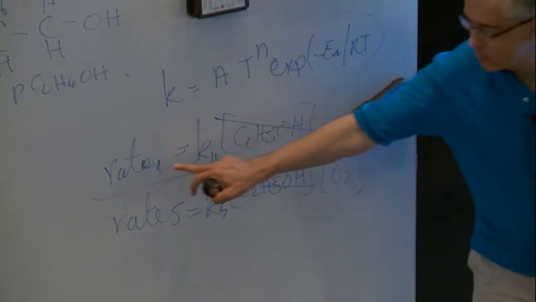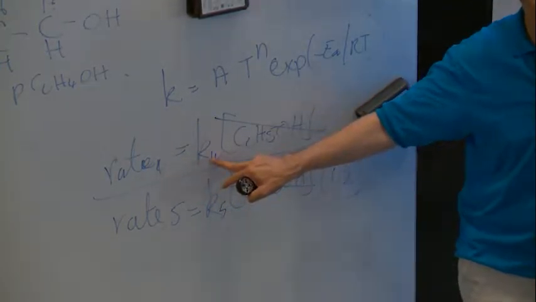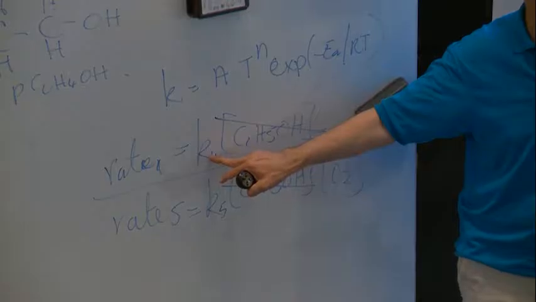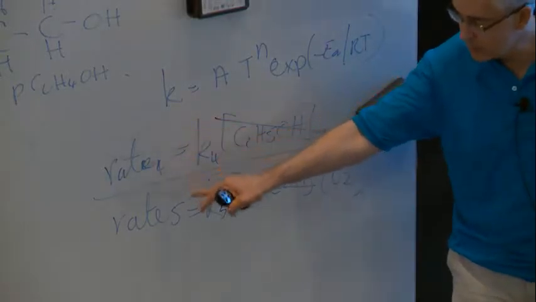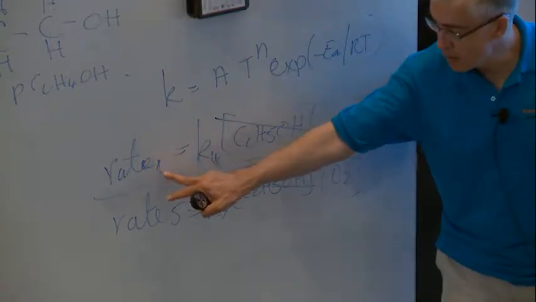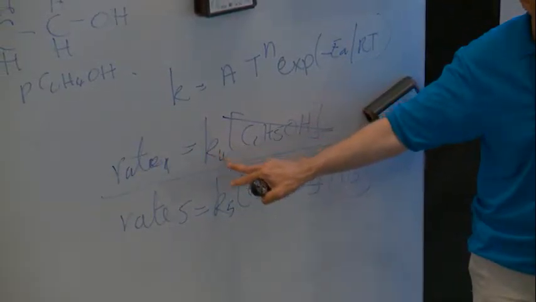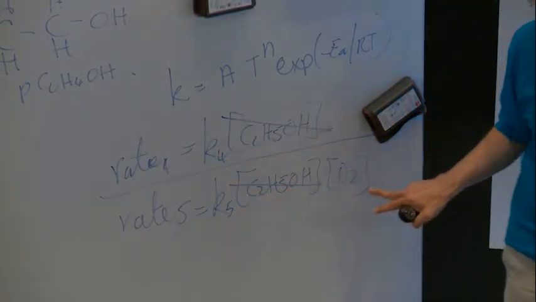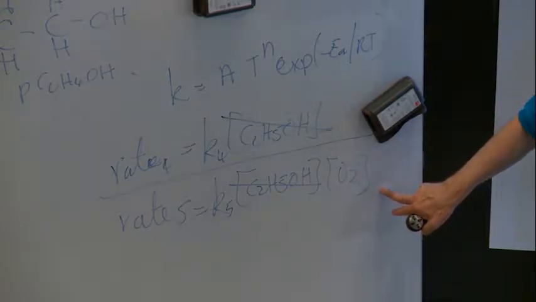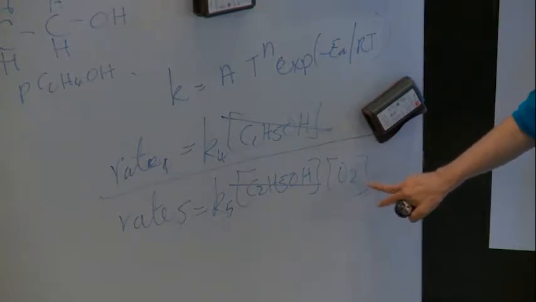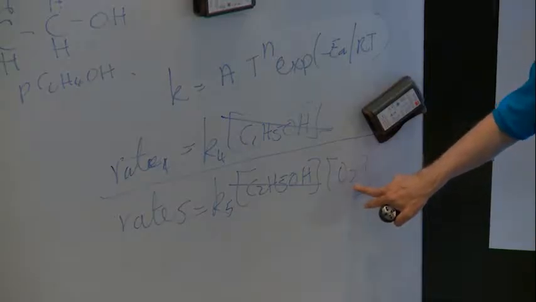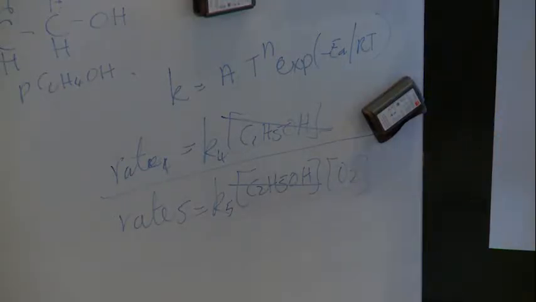So the rate of reaction 4 depends on the rate constant for reaction 4. Sorry, if we look at the relative rates, the rate of reaction 4 over the rate of reaction 5 is the rate constant for reaction 4 all over the rate constant for reaction 5 times the concentration of O2. So it will depend on what the concentration of O2 is. But what is the concentration of O2?